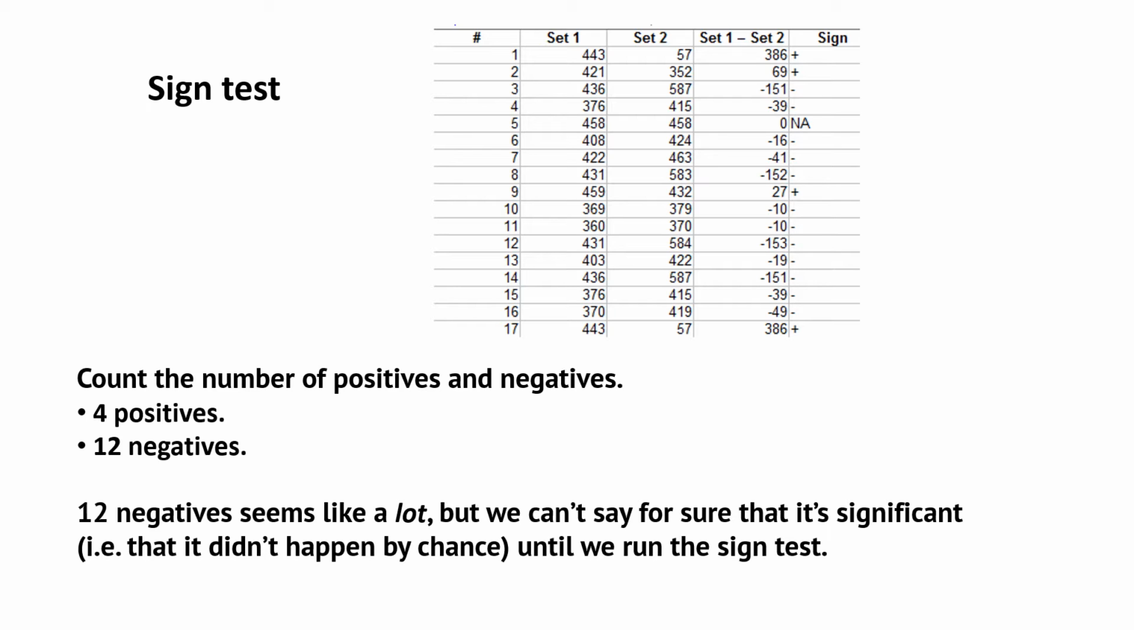So set 1 is smaller than set 2, or set 2 is having a higher value than set 1. We can say that because 12 times negative sign is there. That means set 2 is higher than set 1. But we cannot say whether set 2 is significantly higher than set 1 or not. For that we have to apply the sign test. Okay, how to do the sign test?